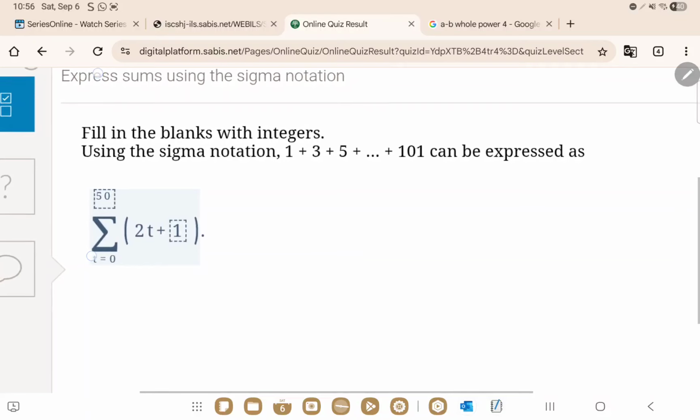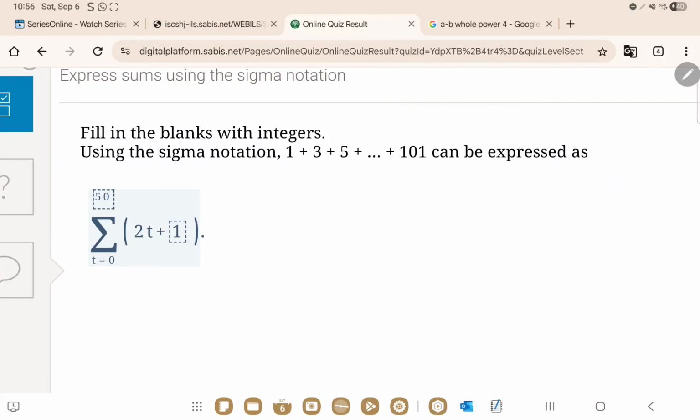This question is also very easy. Using sigma notation, this can be expressed as this. So first of all, what I'd like to do is look between the brackets and start substituting my numbers. So when t is 0, let's replace it by 0. 2t plus what equals 1 when t is 0? So 2 times 0, 0 plus what equals 1, plus 1. So our answer here in this box is 1.